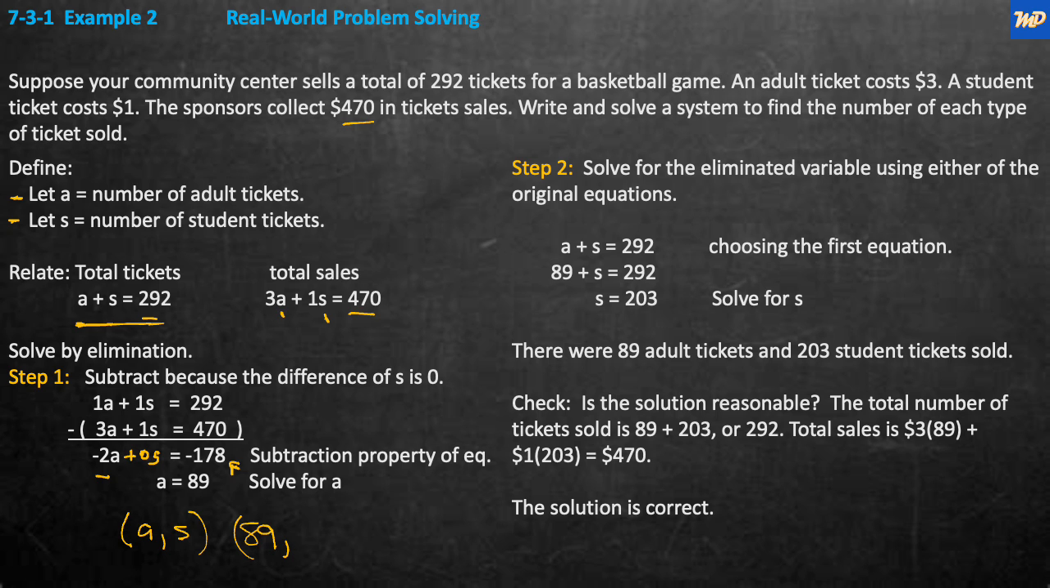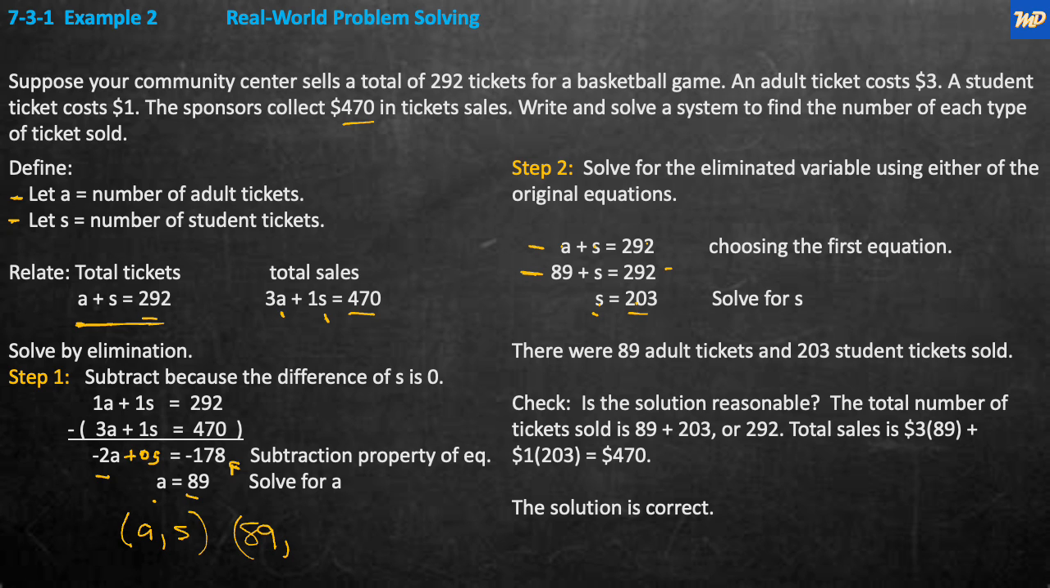And then we're going to solve for the eliminated variable using either of the two equations. So we now know that A is equal to 89 right here. We're going to take our equation with the A, A plus S is 292, and we know that A is 89, so 89 plus S is 292. Now we're going to move the 89 to the other side by subtracting it, and you'll have S is equal to 203. So we now know that the students bought 203 tickets, and the adults bought 89 tickets.